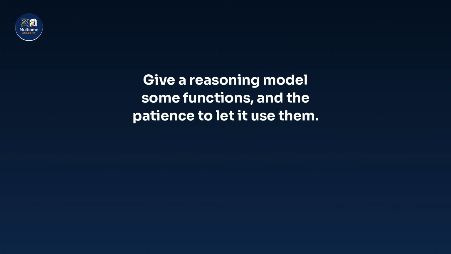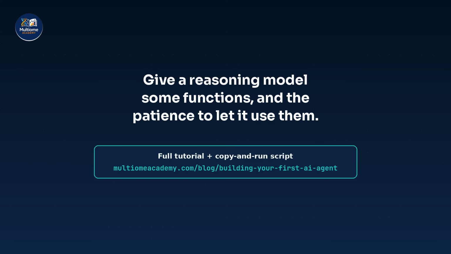Let's recap the clear path. Write plain, well-tested functions first, describe them precisely, wrap them in a loop with a turn limit, and return errors as data so the model can recover. The mystique around agents evaporates once you see the whole field rests on one honest idea. Give a reasoning model some functions and the patience to let it use them.